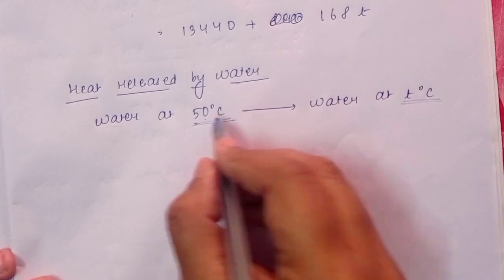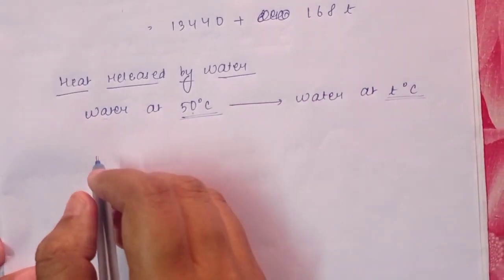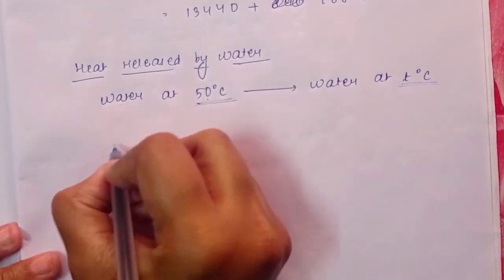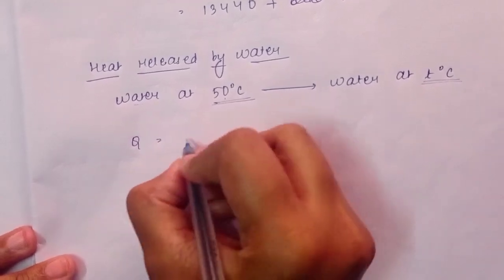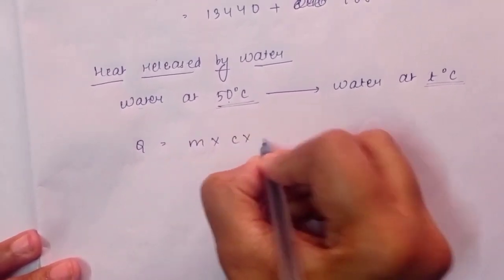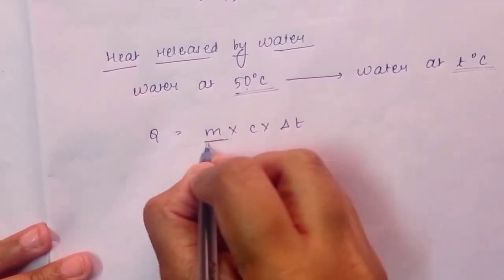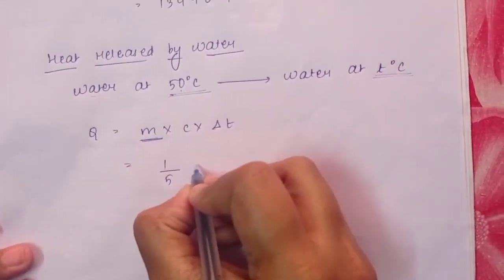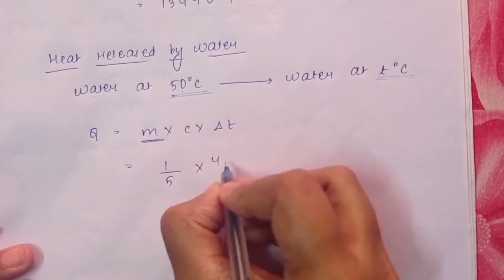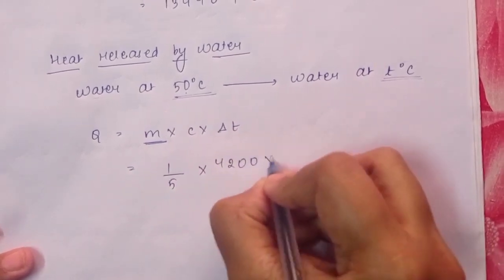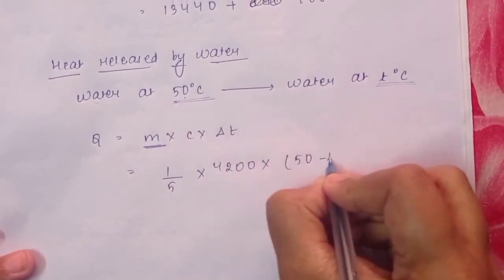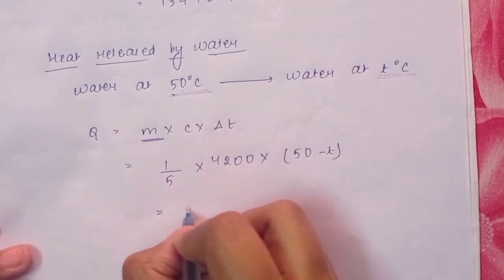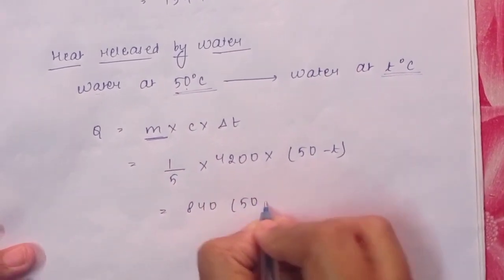So see, temperature difference occurs. So we have to use the formula for specific heat capacity. The heat which will be released will be equal to m into C into delta T. Here we will use the mass of water. So what was the mass of water? 1 by 5 kg into the value of C was 4200 into delta T is 50 minus T. So if we solve it, we will get 840 into 50 minus T.